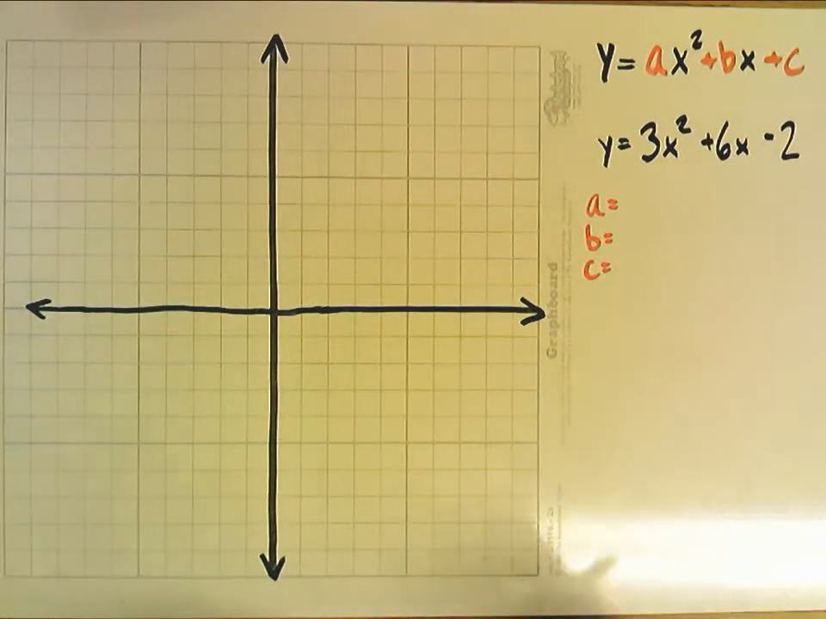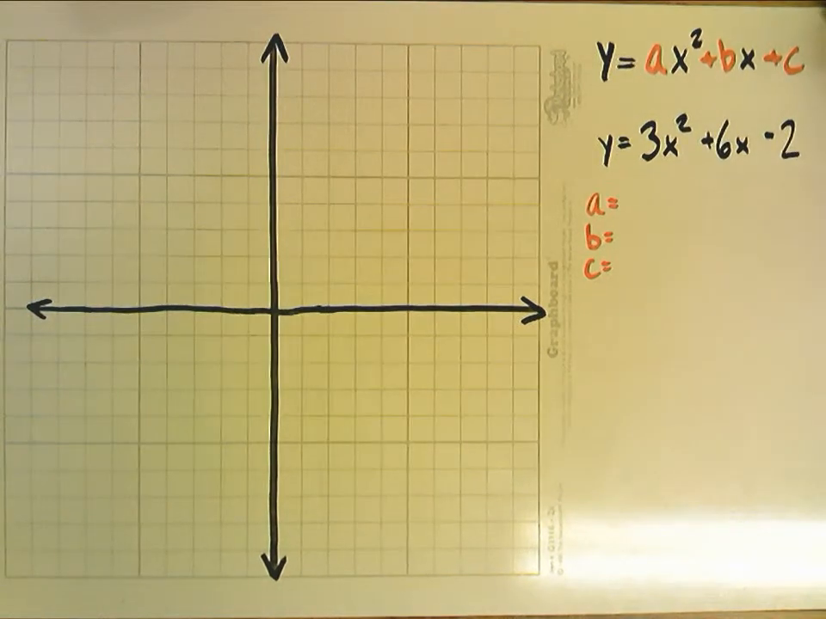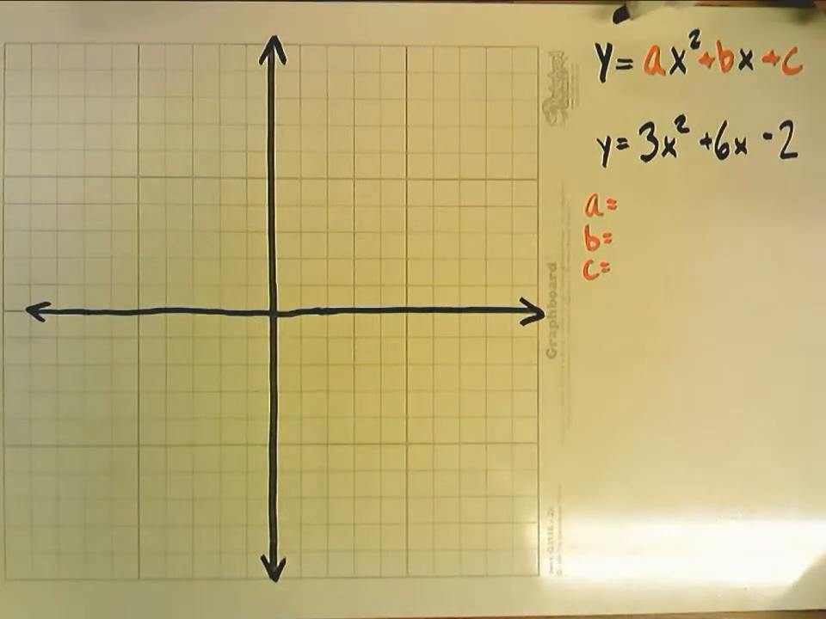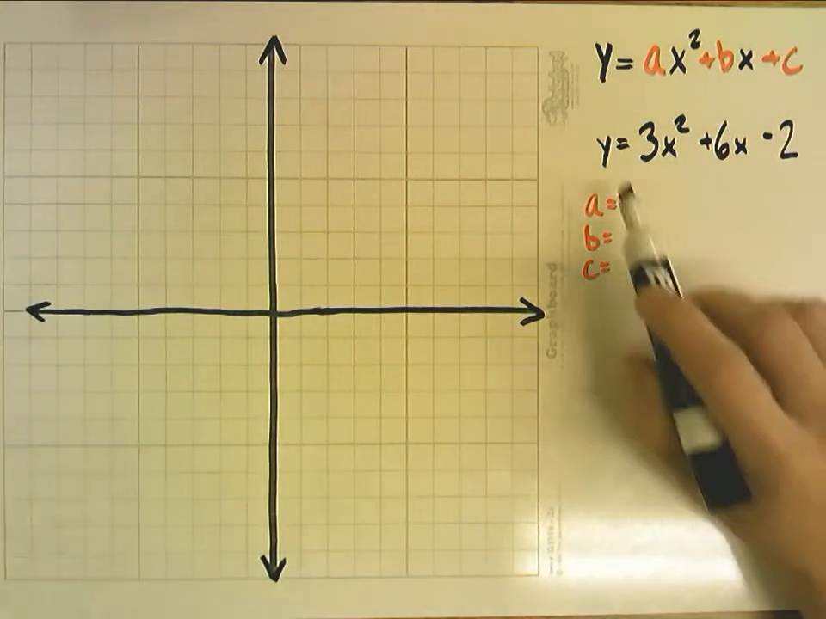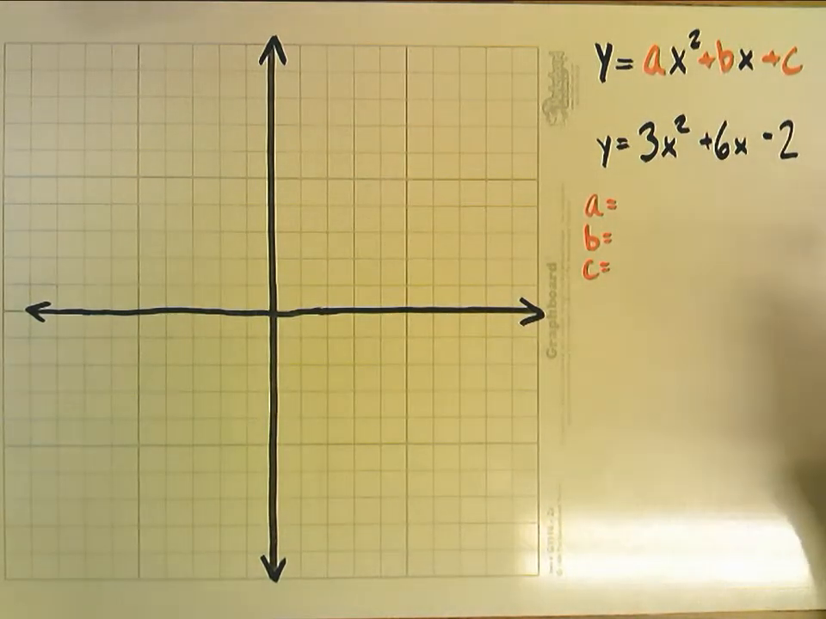Alright, so in this video we're going to learn how to graph a quadratic function. We can take a look at our quadratic function standard form, and it's listed right here: y equals ax squared plus bx plus c. I've highlighted our red letters. Those are going to indicate what we're going to be looking for when we're looking at our quadratic equation.